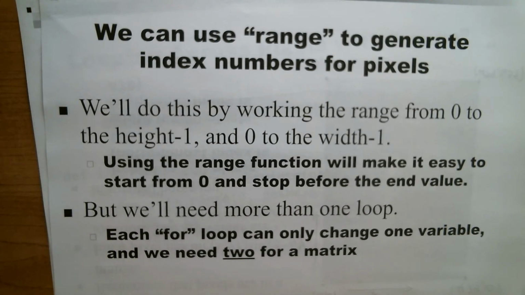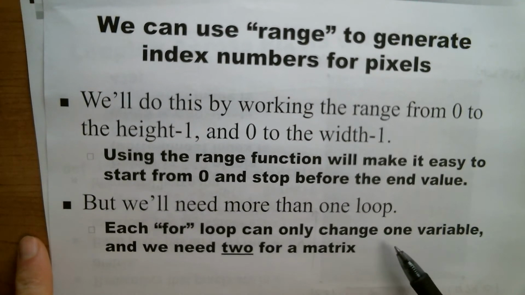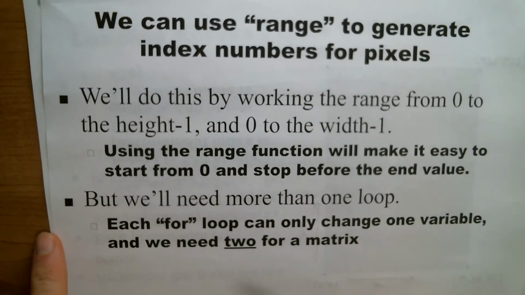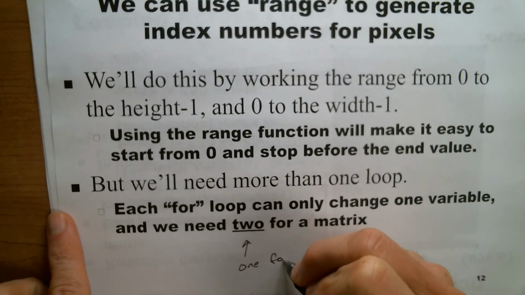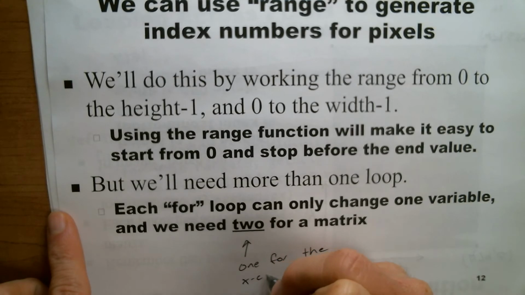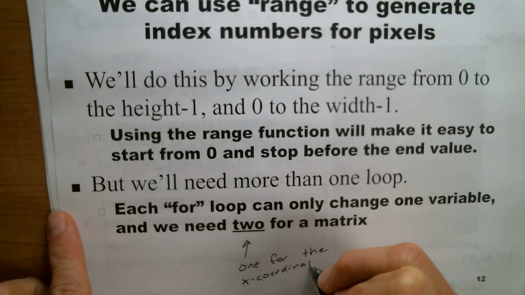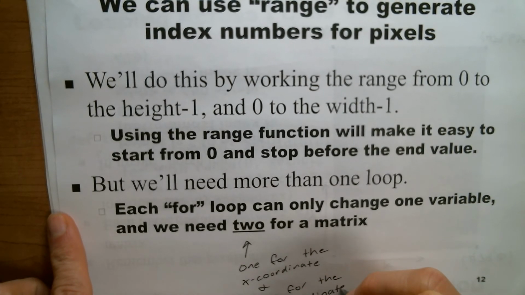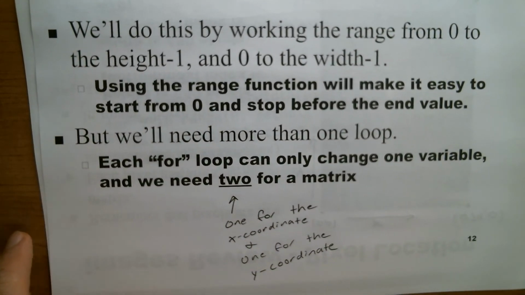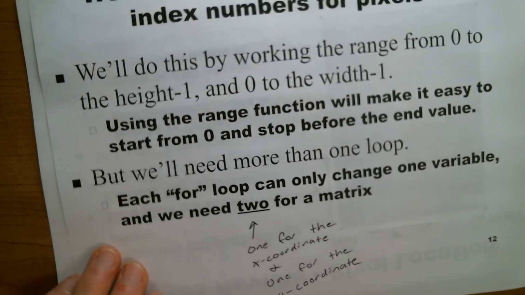Now, to modify a block of the picture, we're going to need more than one loop. Each for loop can only change one variable, and we're going to need 2 for a matrix. We're going to need 1 for the x coordinate and 1 for the y coordinate. So this is how everything we've just been doing is going to suddenly translate over to pictures and being able to modify and target specific locations in our pictures.